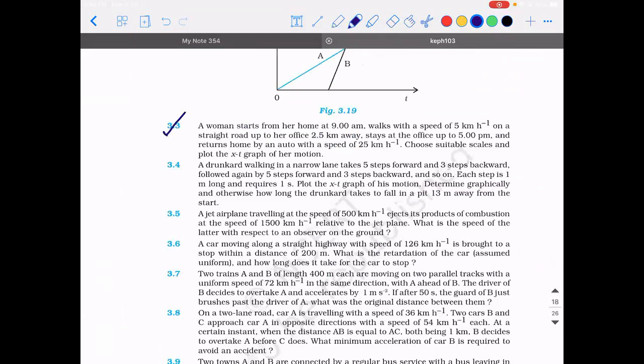3.3. There is a woman who starts from her home at 9 a.m., walks with a speed of 5 km/h on a straight road up to her office, which is 2.5 km away. Stays at the office up to 5 p.m. and returns home by an auto with a speed of 25 km/h. Choose suitable scales and plot the displacement time graph of the motion. Okay. Listen.